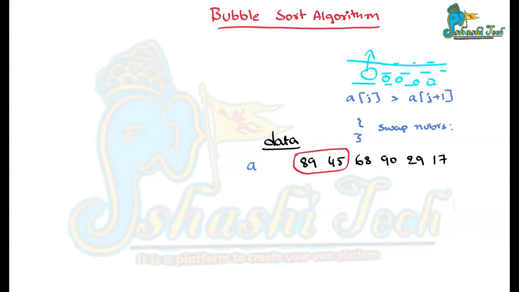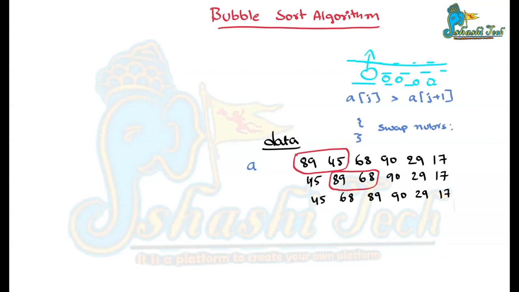We shall apply the condition to this array. Here 89 is greater than 45. We need to swap it now. And we shall copy the remaining elements as they are. Okay. Let us apply the condition to the next two adjacent numbers. Here 89 is greater than 68. Again we need to swap it. 68, 89. And we shall write the remaining numbers as they are.